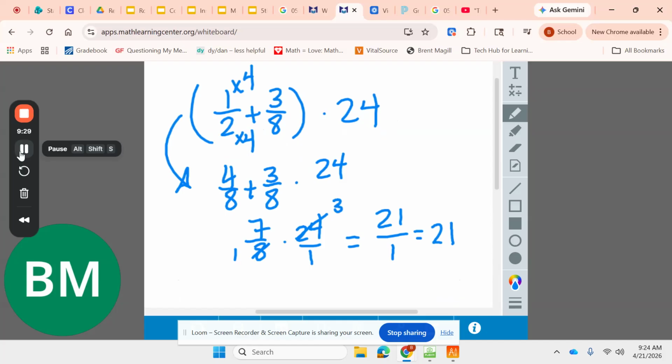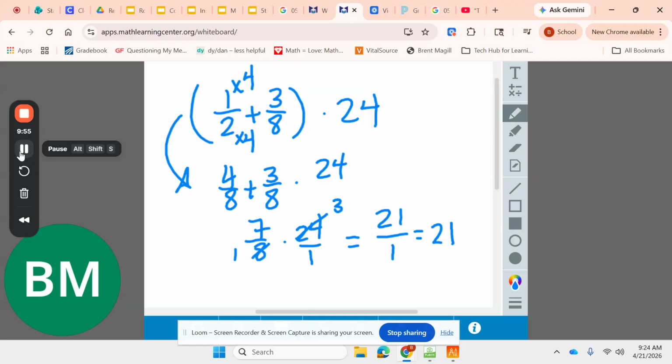Boom. Okay, let's take our time walking through this one. This one was a little bit challenging. So first I had to make a common denominator. I found that I can change the 2 to eighths. I multiplied by 4, and I did that top and bottom, and I got 4 eighths plus 3 eighths times 24. Then I added those, and I came up with 7 eighths times 24.